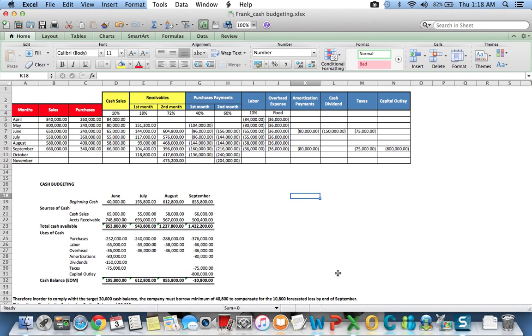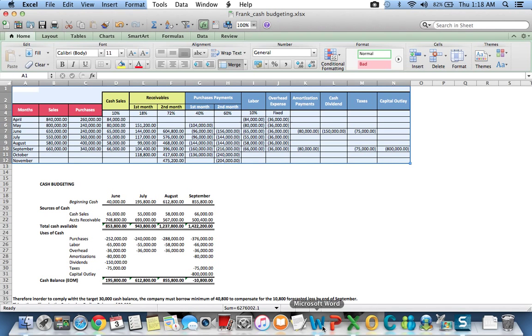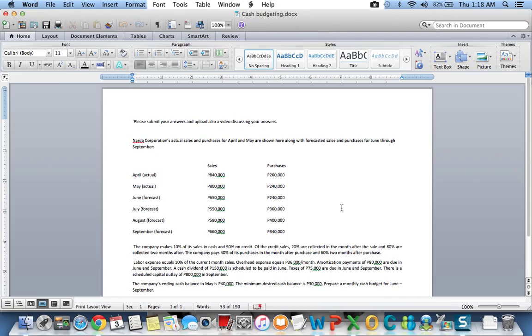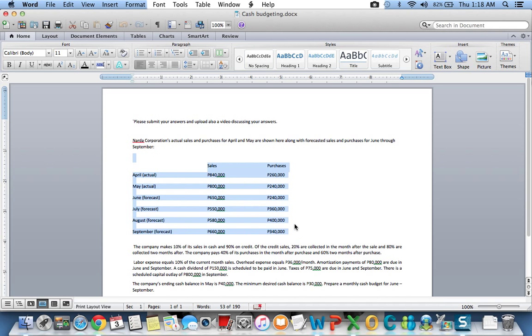So let's begin. To start with, I will read the whole given case, identify each given data, and summarize it through this template. Narda Corporation's actual sales and purchases for April and May are shown here, along with forecasted sales and purchases for June through September. Here is the given information.